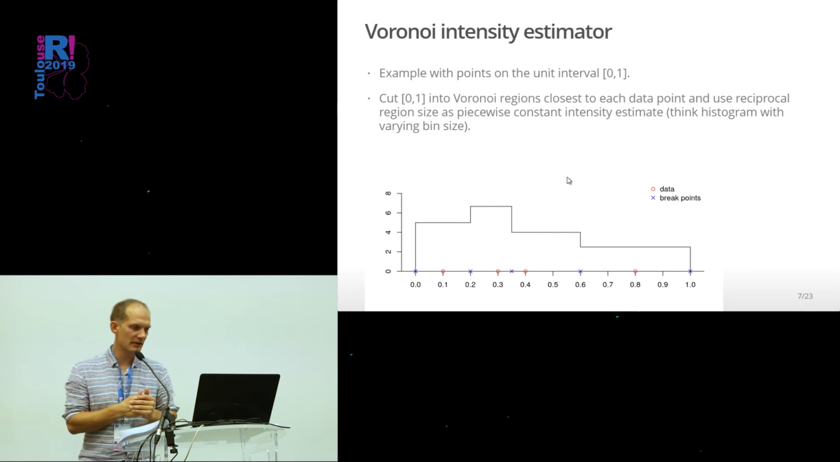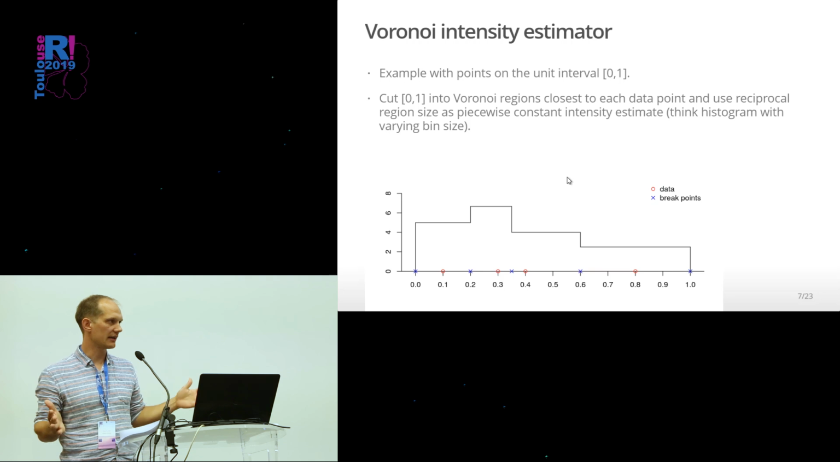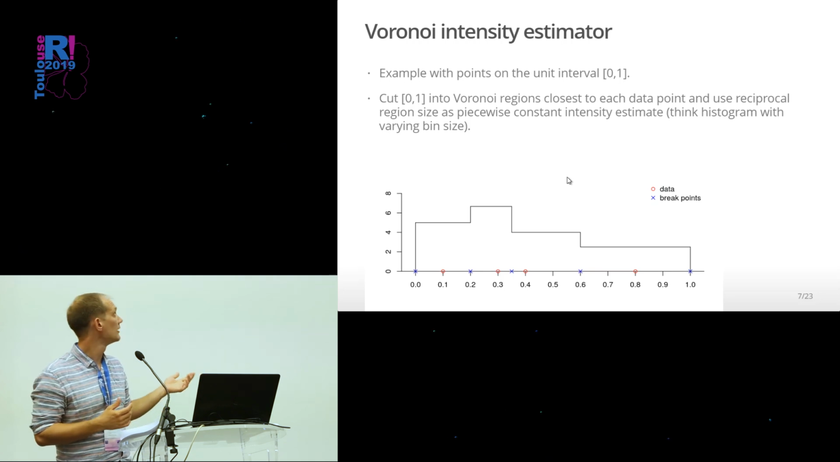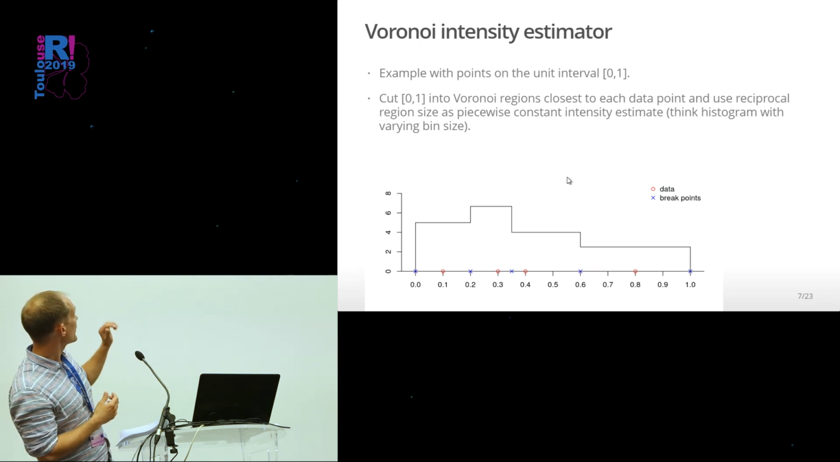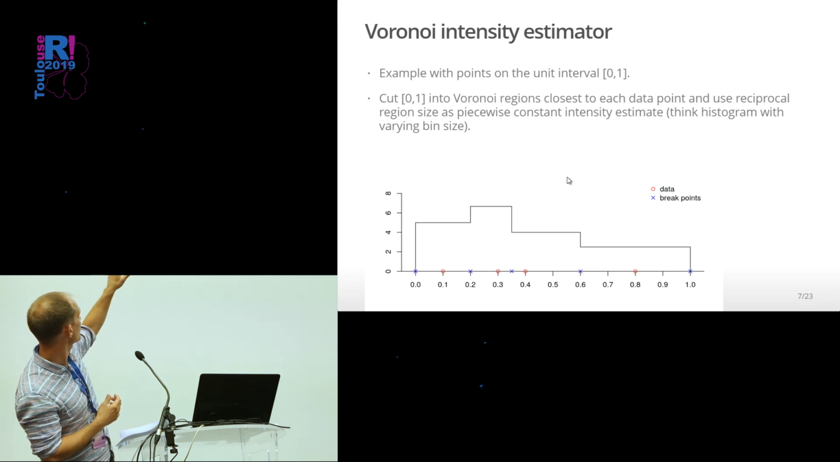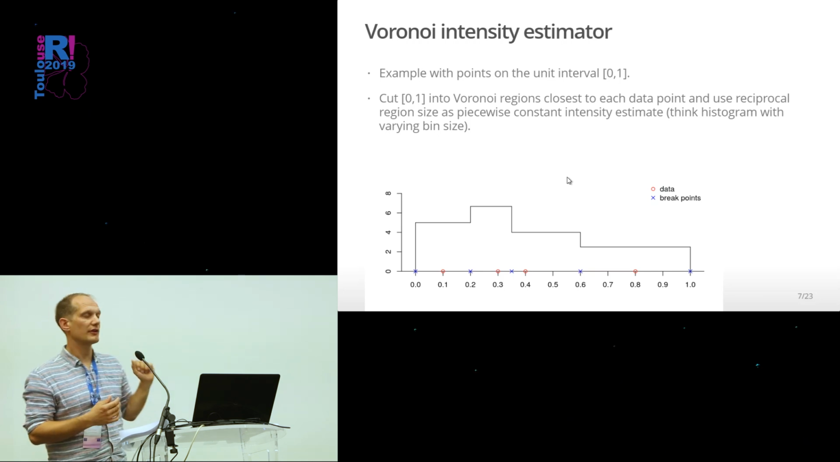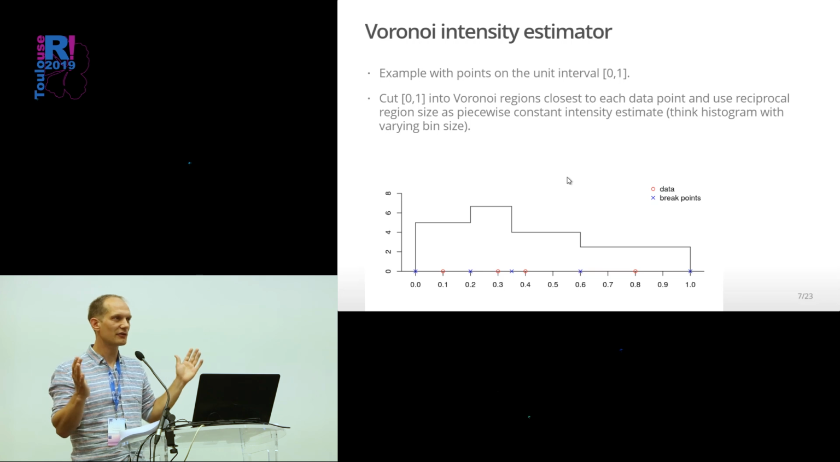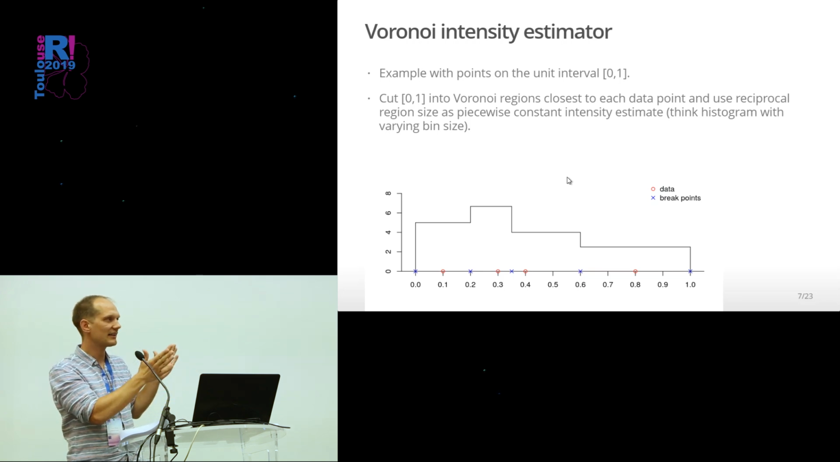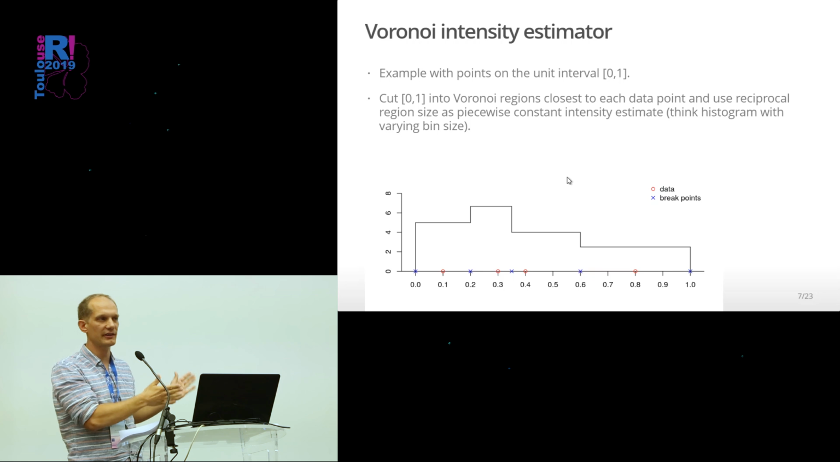The Voronoi estimator is easily explained on the real line. Take a unit interval as we have here, and then we have four data points. Those are the red circles at 0.1, 0.3, 4, and 8. And then what we do is just make the Voronoi tessellation of the real line, basically dividing the line into the areas that are closest to each data point.